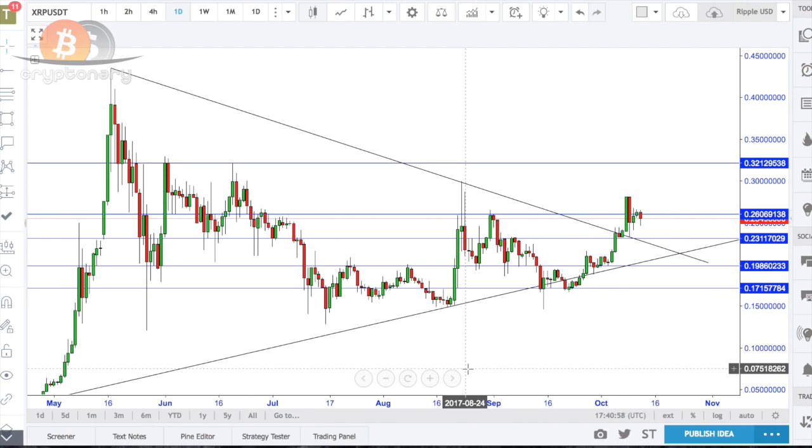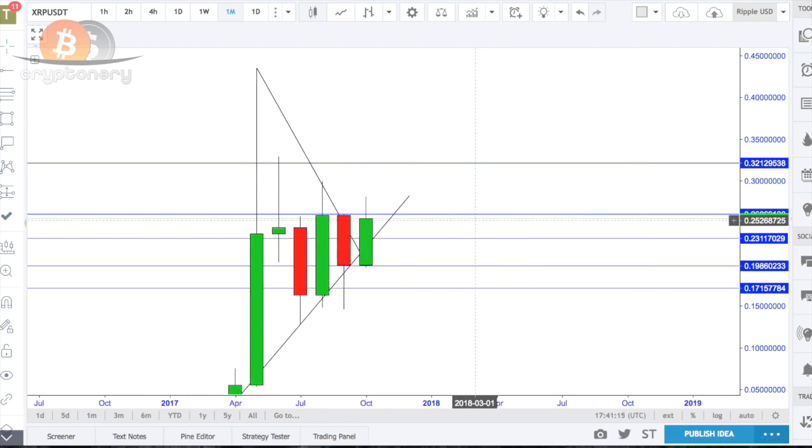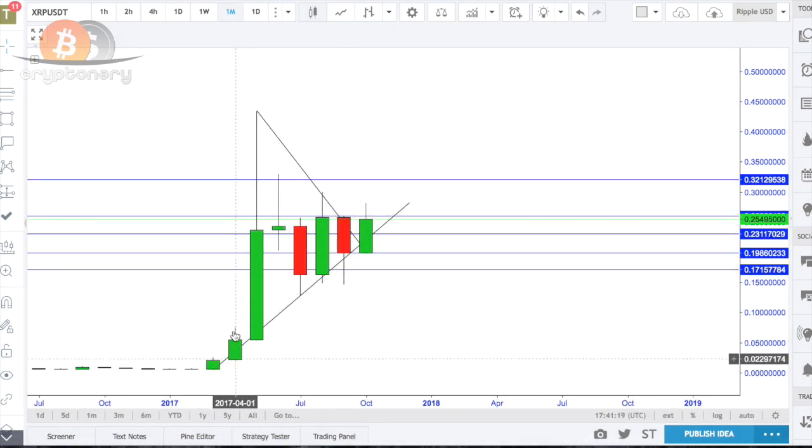Now with crypto, you can essentially find entries from the daily only, as the market is so volatile and so hectic, you don't really need to be digging down to the 4 hours and the 1 hours, for example. So what we'll do is, we'll go straight to the 1 month chart. Now, what this means is every single month a new candlestick is formed. So every single one of these is a month's worth of data.